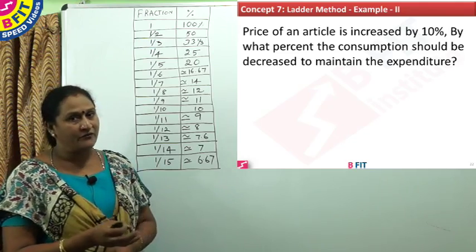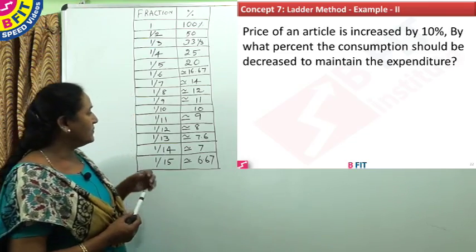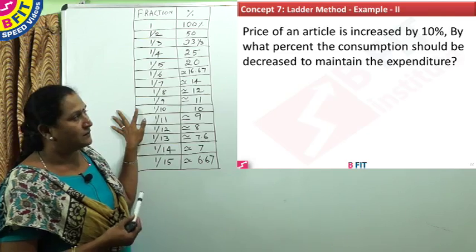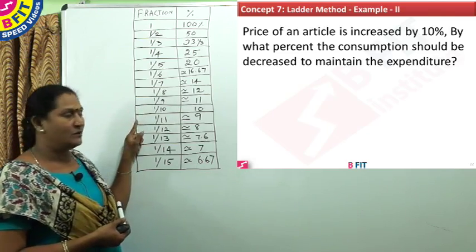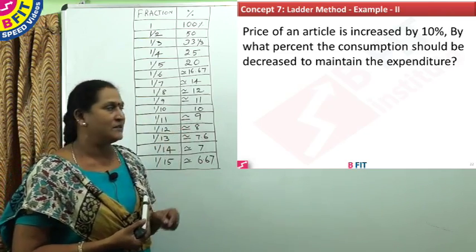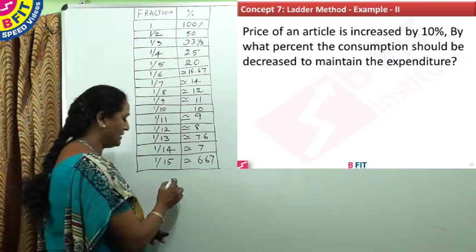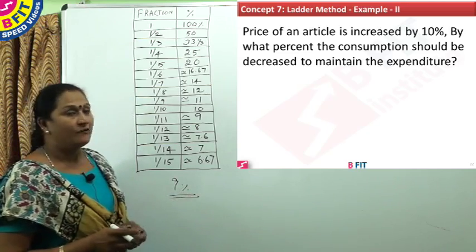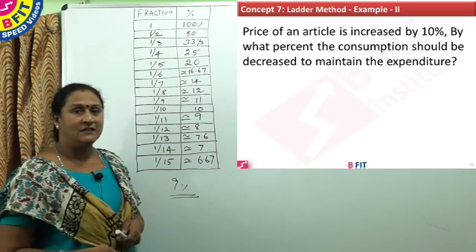Now instead of working out or using all those formulas, where is 10%? We are here. By what percent should the consumption be decreased? When decrease is asked, come one step down. It should be decreased by 9%. So the answer is 9%. Consumption should be decreased by 9% to maintain the expenditure when price increases by 10%. So we'll see the next example.